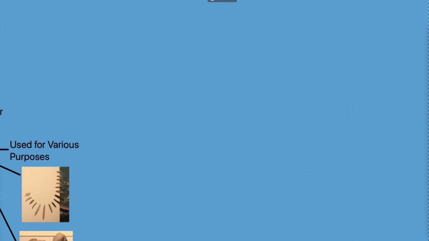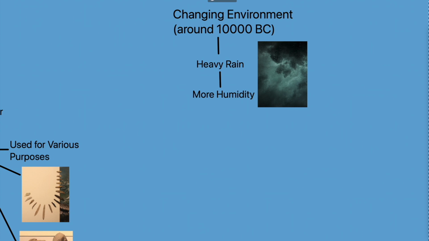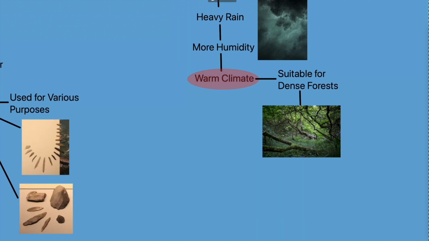Now talking a little bit about the changing environment around 10,000 BC, that is at the start of the Mesolithic period. See, as I told you a few moments back, there were heavy rain conditions at the start of this period, which in turn led to a warm climate, because more rain means more humidity, and more humidity means warm climate. A warm climate is the most suitable environment for dense forests and grasslands to grow. That means there was plenty of food to eat for the animals, leading to a drastic increase in reproductive activities and their population.